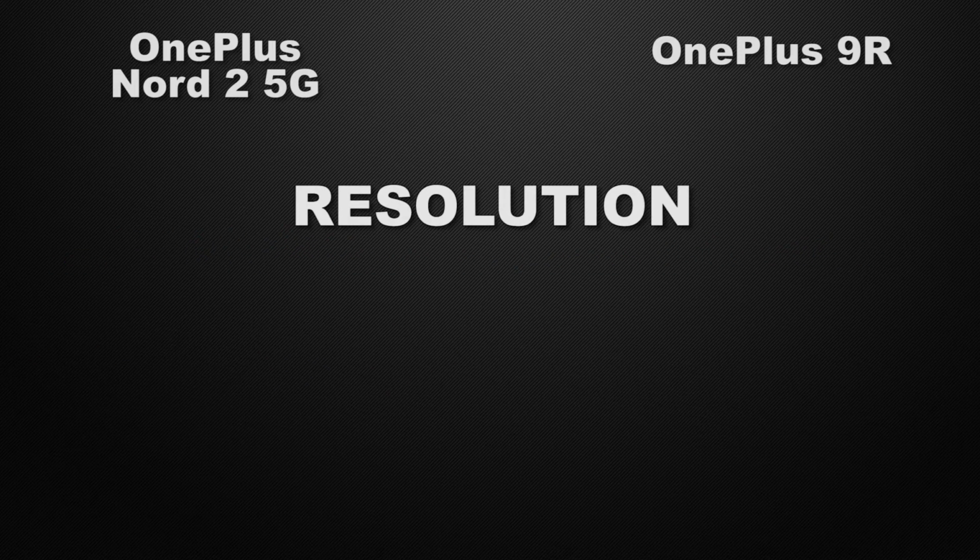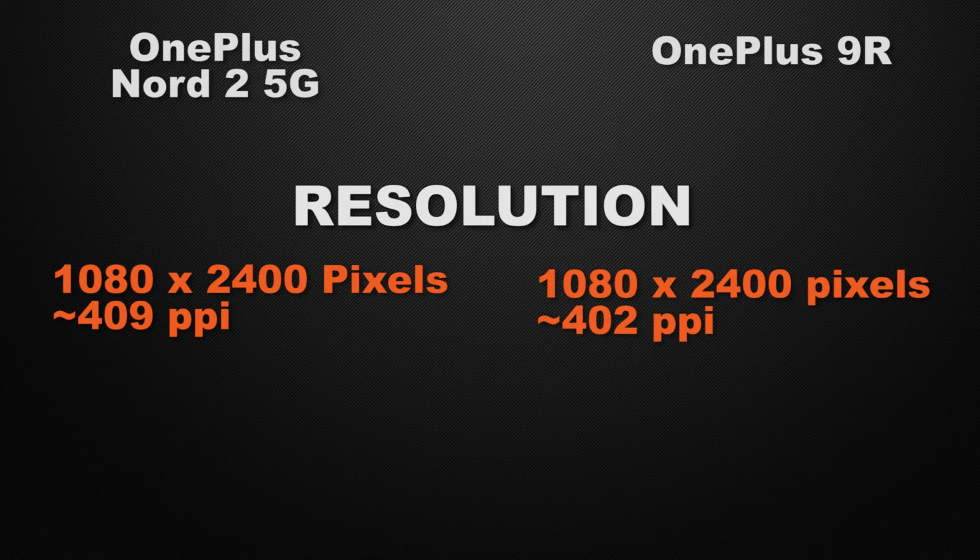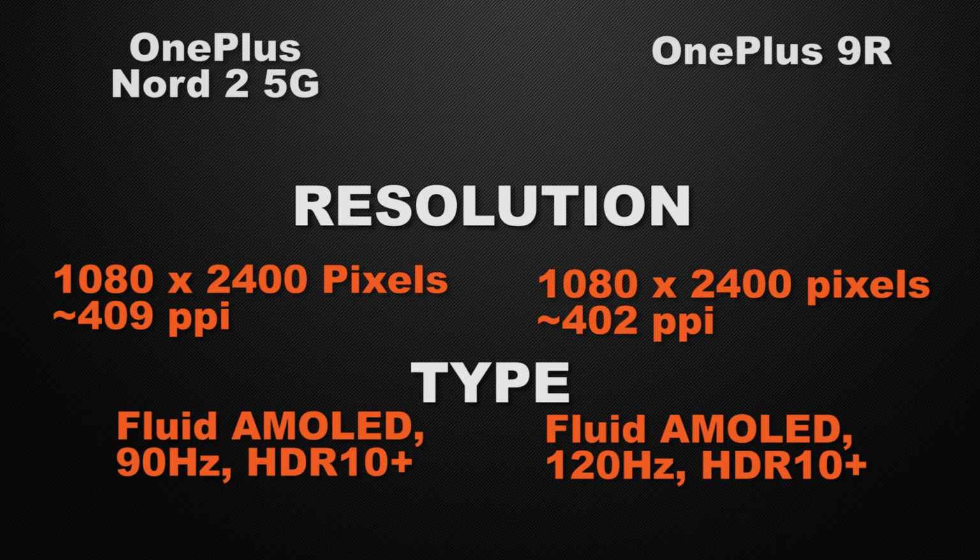Let's talk about the screen resolution of the devices. Nord 2 comes with Full HD Plus display, on the other side 9R also has Full HD Plus display. So it's a tie. And about the display type of the devices, both of the devices have Fluid AMOLED display having 90Hz of refresh rate with HDR10 Plus support.